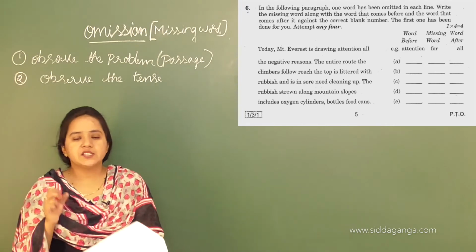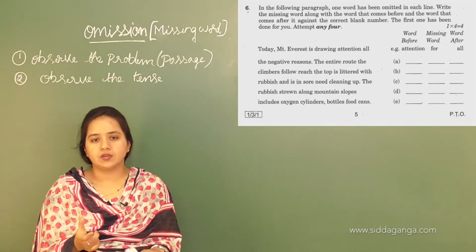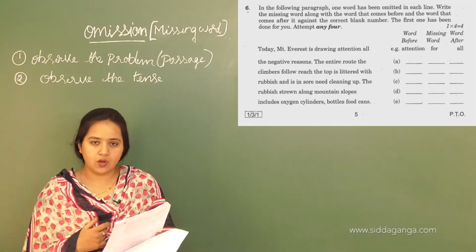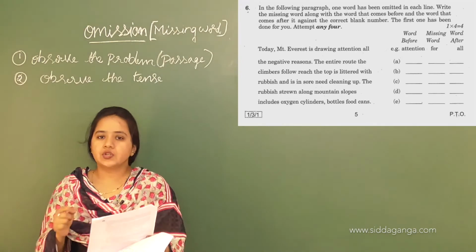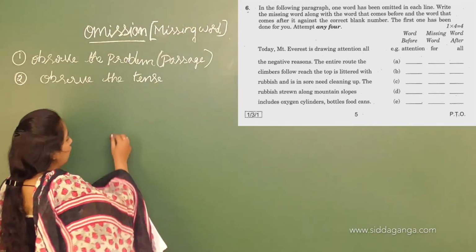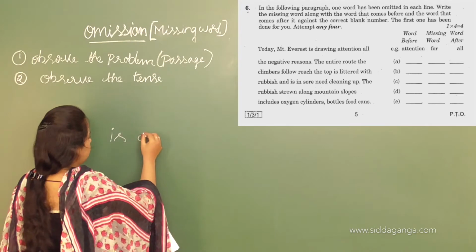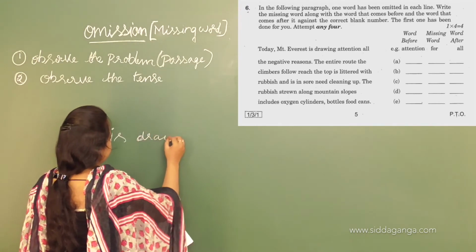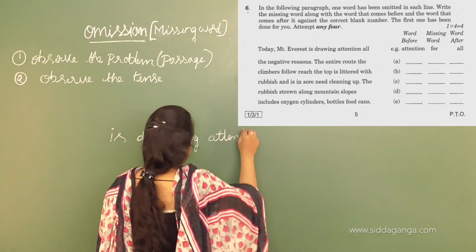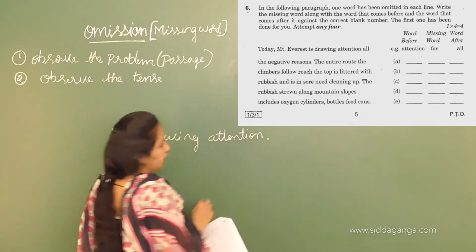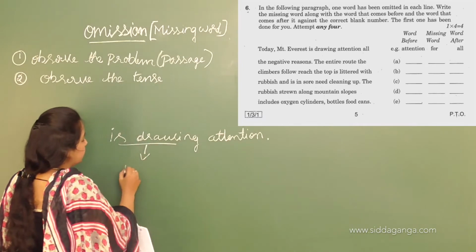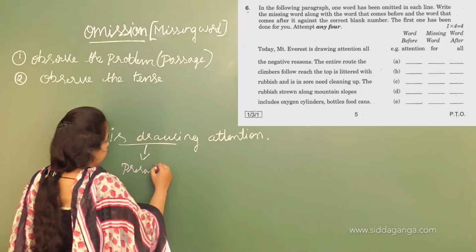This passage is talking about Mount Everest. You can see the tense. How do you find the tense? Today Mount Everest is drawing attention. So you get a tense here: drawing attention. It means the whole passage follows the present continuous tense.